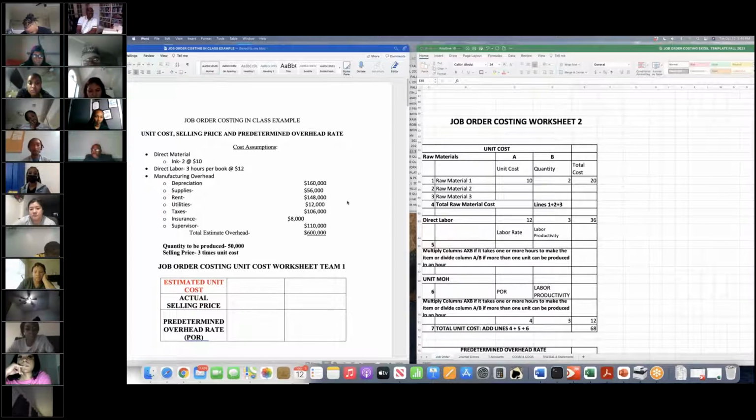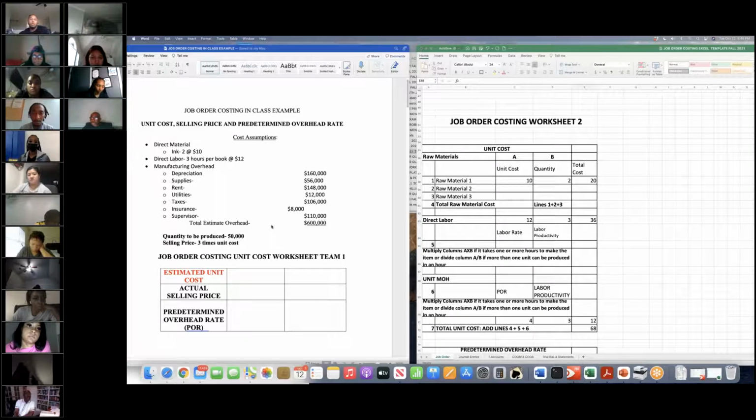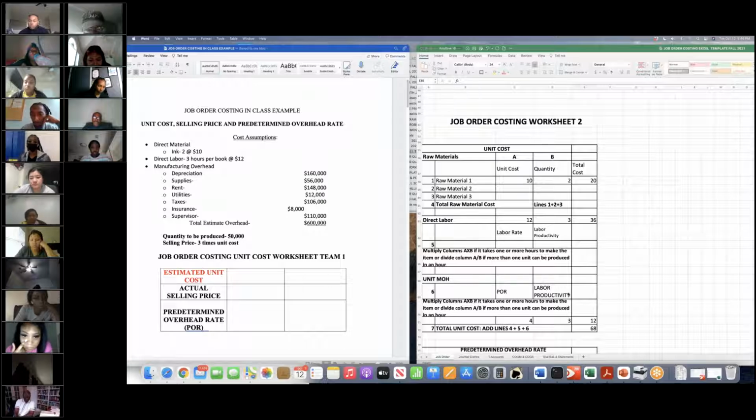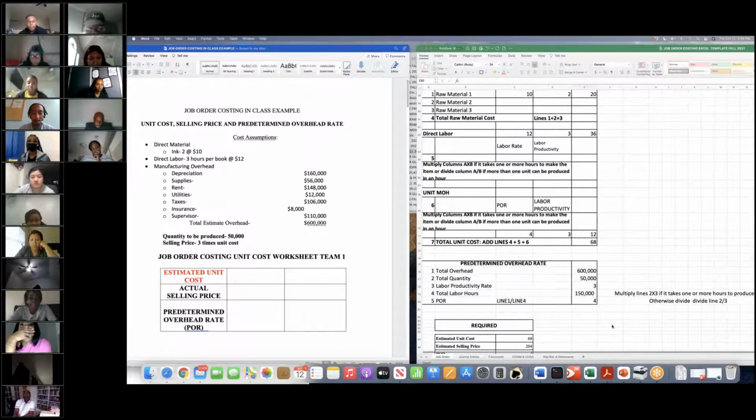So, okay, this is the problem here that we've been working on. And we're just gonna spend the first part of the period talking about it. And we've said that in this problem, there are 2 ink cartridges at 20. There were 3 labor hours at 12, which gave us 36. We calculated a POR to be 4, and we multiplied that by the labor productivity. We got 12. So our unit cost is 68. Are there any questions on that?